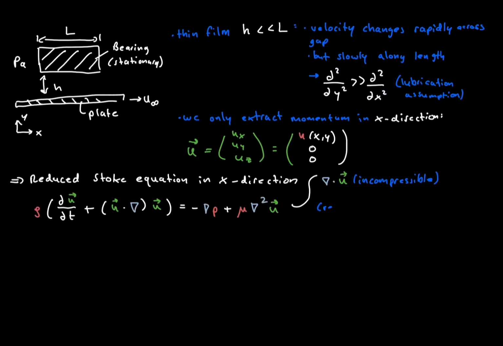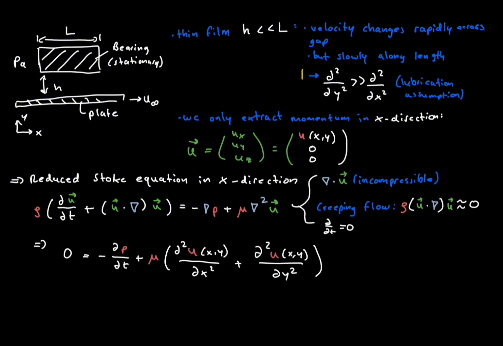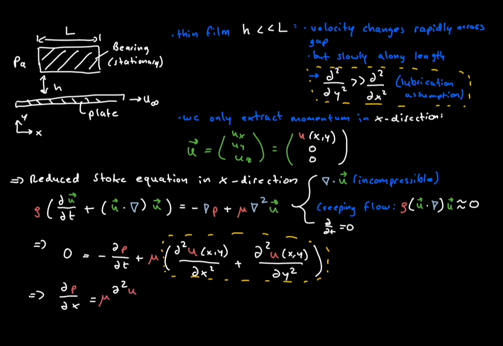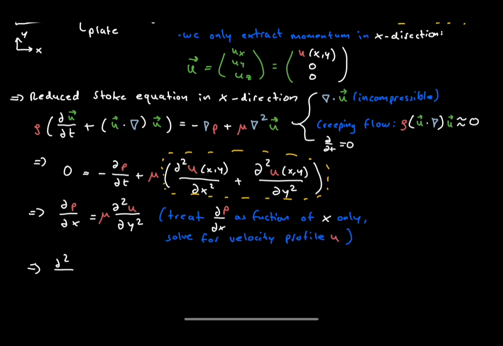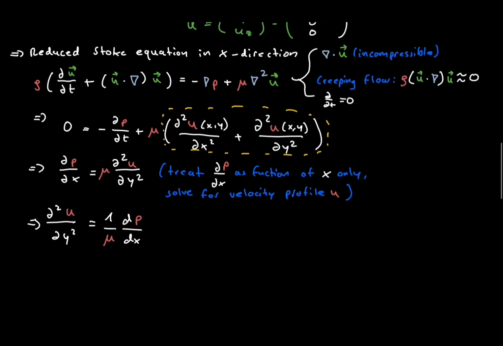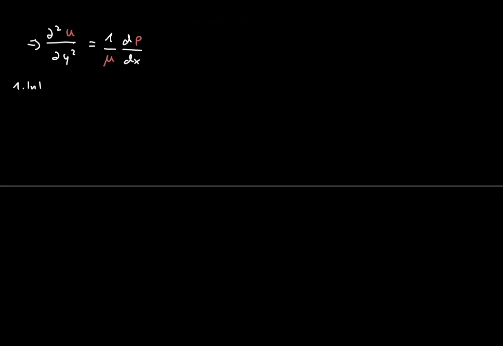The governing equation becomes partial p over partial x equals mu times partial squared u over partial y squared. This equation states that the pressure gradient is balanced by viscous shear. We now solve for the velocity profile. Rearranging gives partial squared u over partial y squared equals 1 over mu times partial p over partial x. The pressure gradient depends only on x, so it is treated as constant during integration with respect to y.